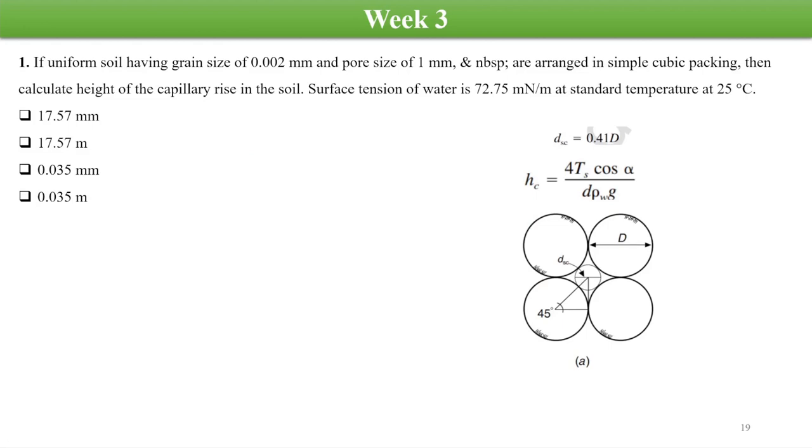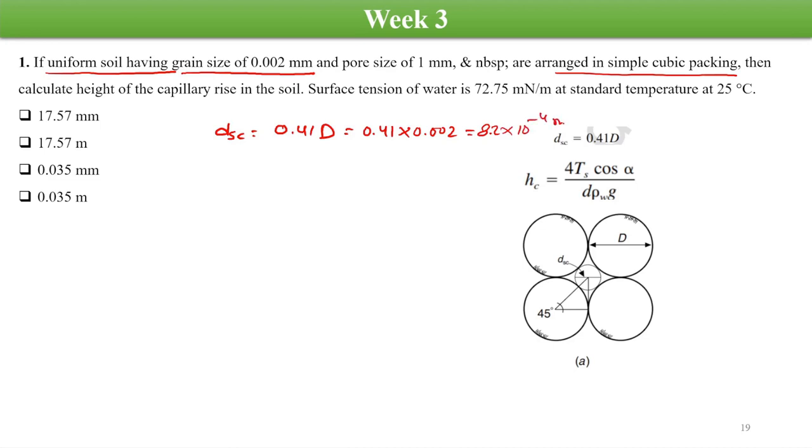Here it is given that a soil is uniform, the grain size is 0.002 mm. So it's basically the diameter. If we write DSC, and they are arranged in simple cubical pattern, that's going to be DSC is 0.41 times capital D. So it will be 0.41 into 0.002 mm, so 8.2 into 10 to the power minus 4 mm.